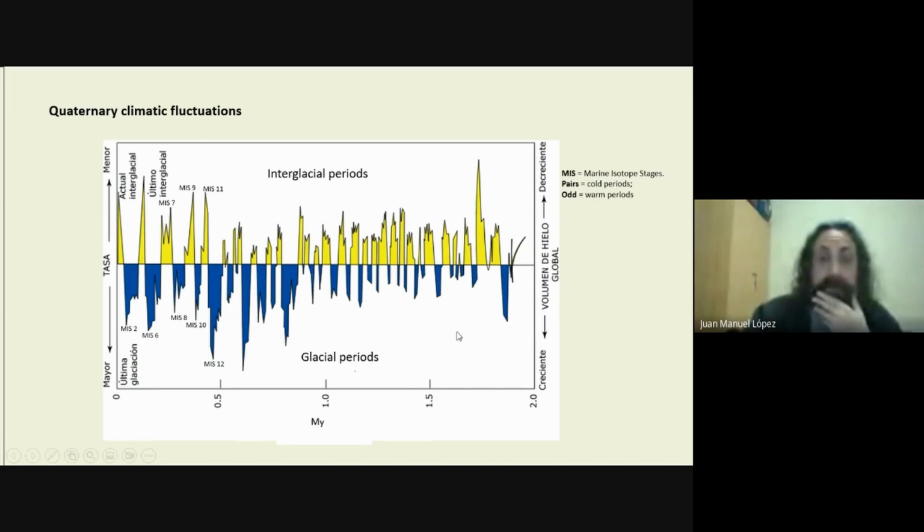Here is a scheme of the climatic fluctuations during the Quaternary. We have the marine isotopic stages. The even numbers are cold periods that you can see here, for example, MIS 2, MIS 6, MIS 8, 10, 12, and others. And the odd numbers are warm periods, 11, 9, 7, 5, for example, or the current one, which is marine isotopic stage 1.